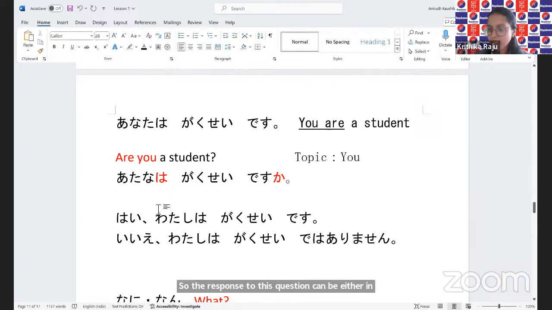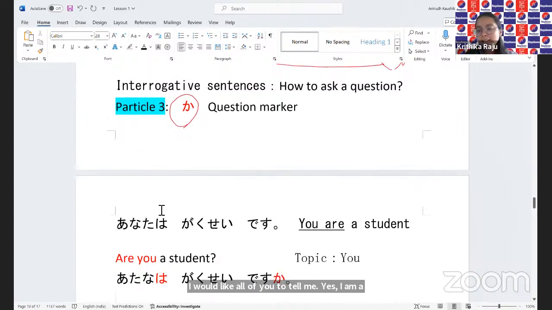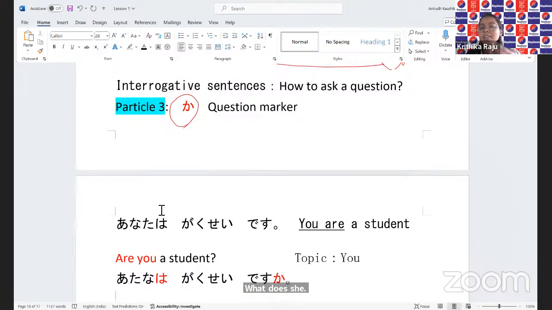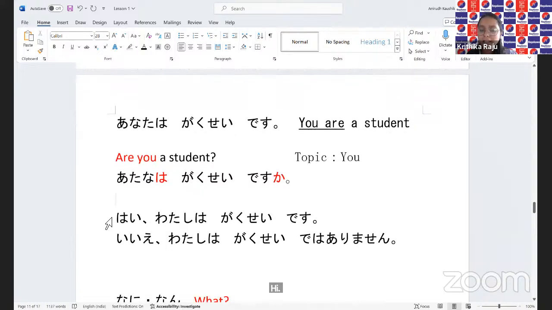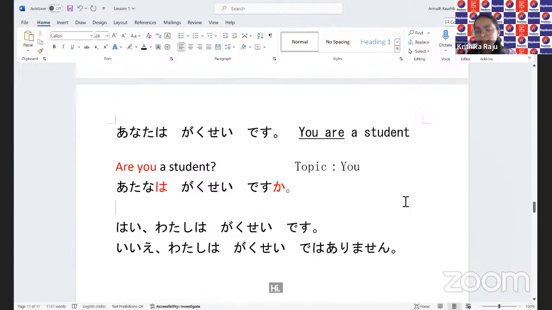So the response to this question can be either positive or negative. Somebody asks you a question, anata wa gakusei desu ka? You can either say, yes, I am a student, or no, I am not a student. Now, I would like all of you to tell me, yes, I am a student in Japanese. Hai. Watashi wa gakusei desu. Very good.